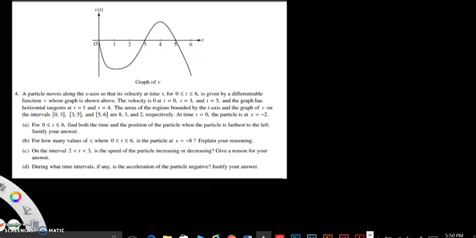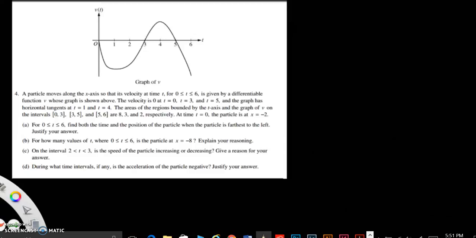In this video, we're going to solve 2008 AP Calculus FRQ Question 4. It says a particle moves along the x-axis such that the velocity at time t, between 0 and 6, is given by the differentiable function v, whose graph is shown above. The velocity is 0 at t equals 0, t equals 3, and t equals 5.